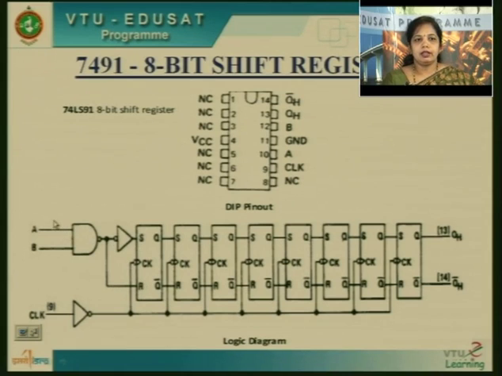Suppose the output of this NAND gate is 1. If this is 1, then 0 means it is in set condition. I am transferring 0. If the output of the NAND gate is 0, then I will be transferring logic 1 to this shift register. Either I can transfer logic 0 or logic 1 to this shift register with the help of this NAND gate. So the NAND gate acts as a controlling gate to send 0 or 1 to this S and R.